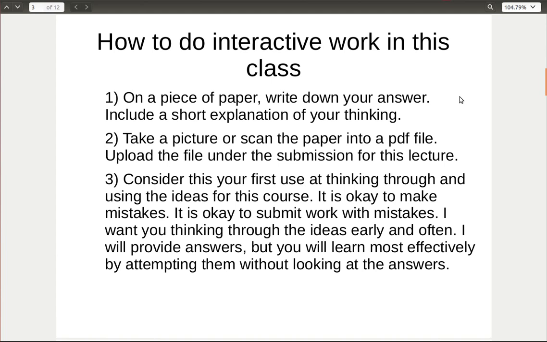But just as a reminder, the way I want you to do interactive work in this class is I want you to have a physical piece of paper right now and write down your answer. Sometimes I'll ask you to give a short explanation. In this case, I want a drawing. You don't need a short explanation. You don't need words. At the end of this video, you're going to have multiple interactive things. I want you to take a picture and then scan it or convert it into a PDF, and then upload that file under the submission for this lecture. So that's going to be your interactive work. And as I said in the first video, the goal here is to practice the ideas early and often.